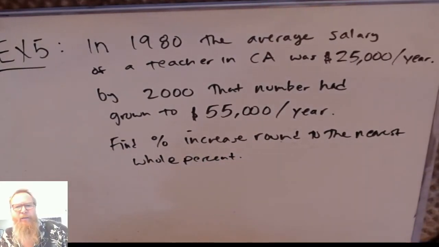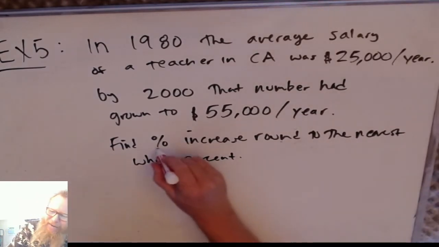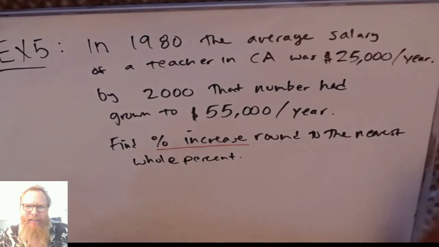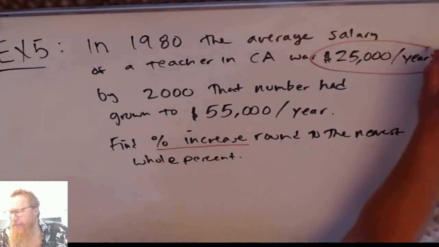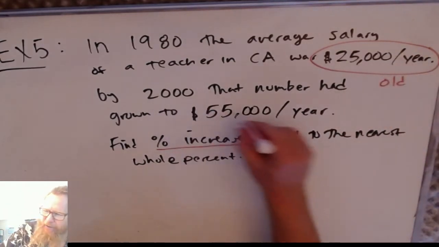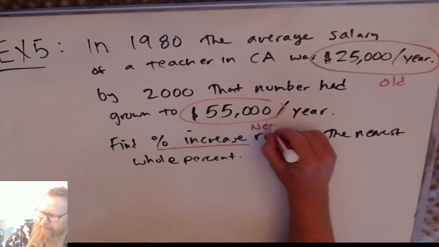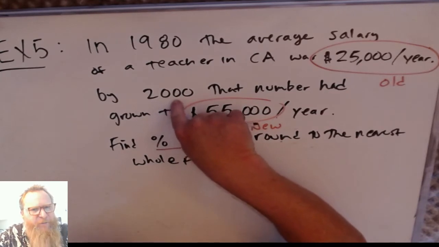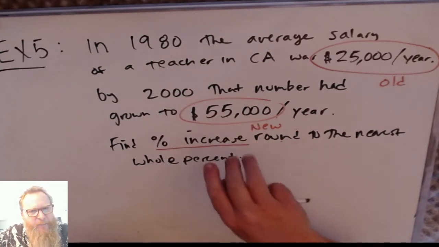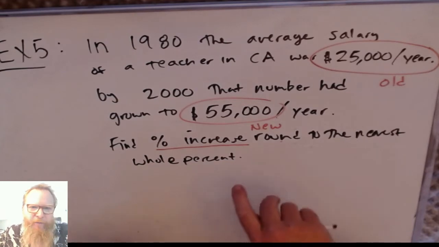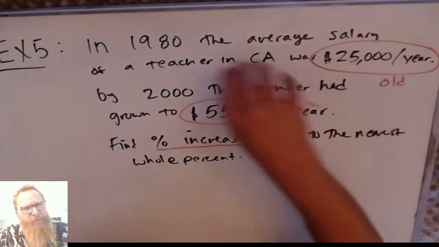I'm finding a percent increase. Now in this one, I kind of gave it away. I told you it was an increase. I think that's kind of obvious. Look, back in 1980, teachers were making $25,000, so that's the old amount. And then the new amount is $55,000. Now, by the way, I'm calling that new. It's new if you lived in the year 2000. We'd have to do some research to find the 2020 version of this number, but I didn't want to ruin it for anybody, so I just decided to keep some old numbers here from 1980 to 2000.